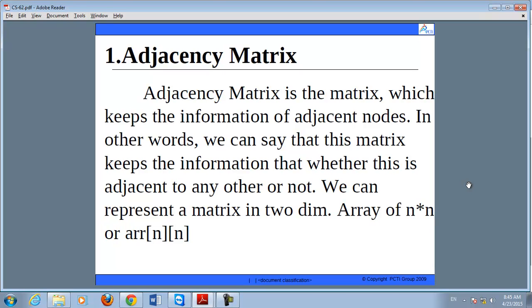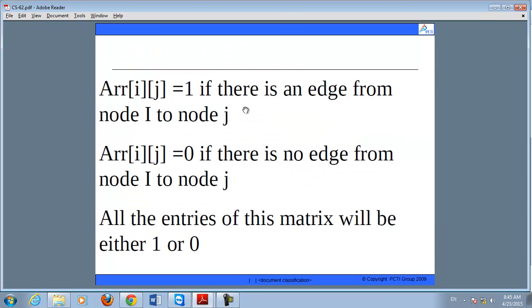And the adjacency matrix is represented in a 2D array. You can say here an array of n into n. Ij is equal to 1 if there is an edge from node i to node j. Ij is 0 if there is no edge from node i to j, and all the entries of this matrix will be either 1 or 0.